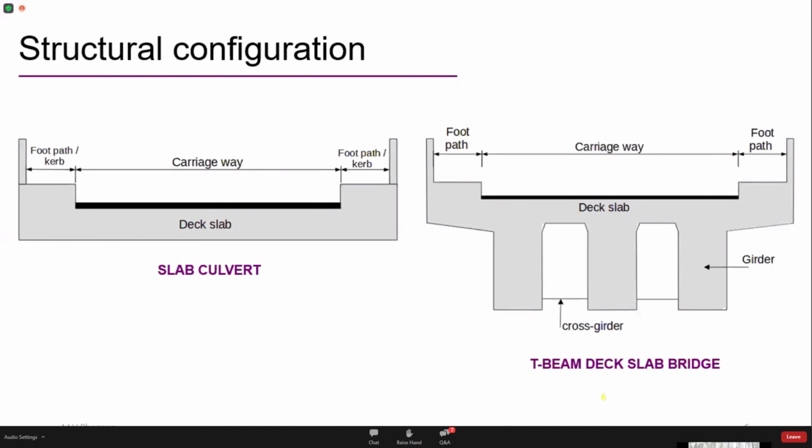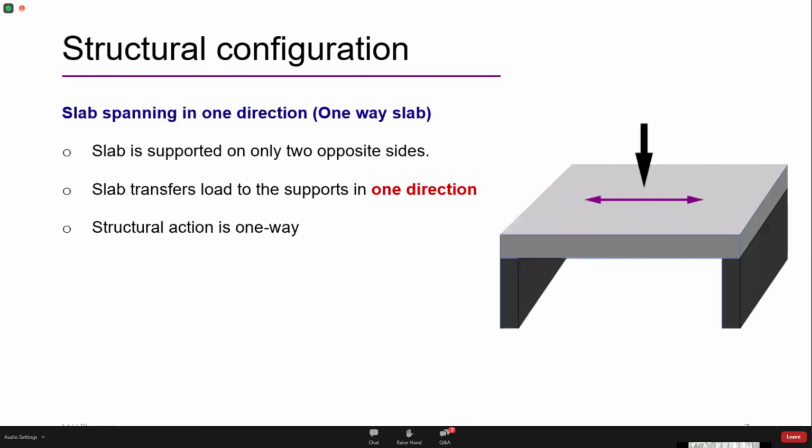So when we have to analyze the deck slab, the first thing that we need to understand is the structural configuration of the deck slab. Speaking from the structural configuration, we can classify them as slabs spanning in one direction and slabs spanning in two directions. The simplest case is the one-way slab. Here, the deck slab simply rests on two opposite sides, and when the load is applied on the deck slab, the load transfers to the supports only in one direction. Because of this structural action, we have deformation only in one direction. Hence, we call this a one-way slab.